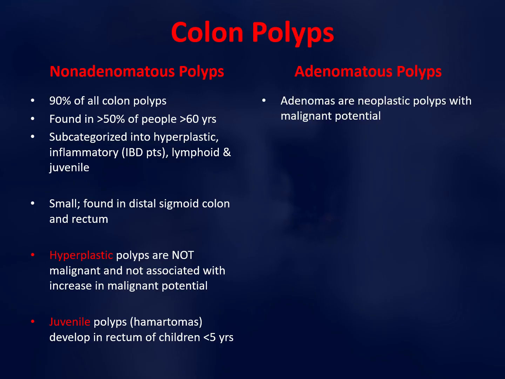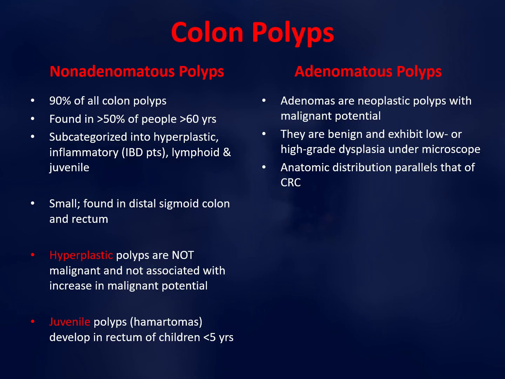Adenomatous polyps, as their name shows, are adenomas. And adenomas have a malignant potential. These are neoplastic polyps that will evolve into a cancer if left untreated. Adenomas by themselves are benign. They can exhibit low or high-grade dysplasia when examined under the microscope, and they have an anatomical distribution that parallels that of colorectal cancer.